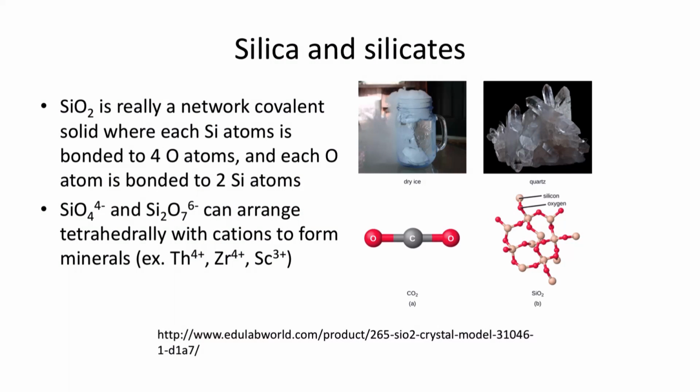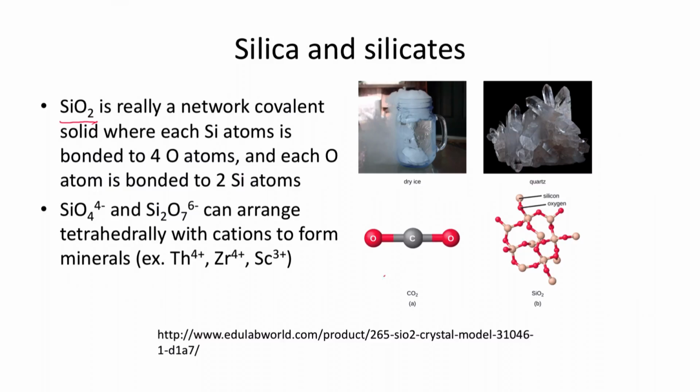Now let's look at silica and silicates. Silicon dioxide, SiO2, is really a network covalent solid, even though it's written as SiO2, where every single silicon atom is really bonded to 4 oxygen atoms, and each oxygen atom is bonded to silicon atoms. In terms of the net equation, there are 2 oxygens for every 1 silicon, but it's not really just 1 silicon bonded to 2 O's.